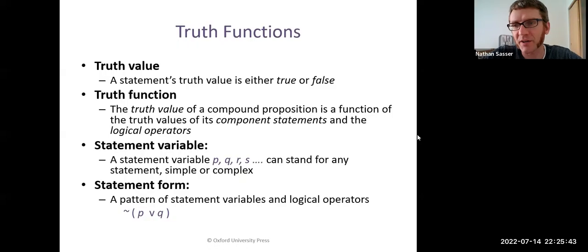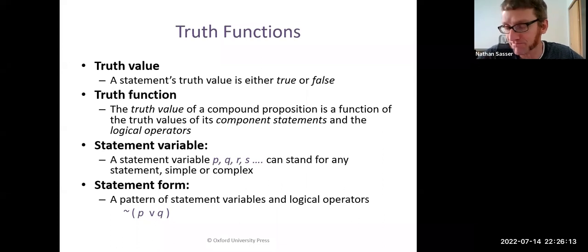Okay, in this video, we're talking about Baronett, Chapter 7, Section C, and we're discussing truth functions, and we're getting into truth tables. As a reminder, the truth value of a statement is whether it's true or false, and either a simple statement can be true or false, or a compound statement can be true or false. That's its truth value.